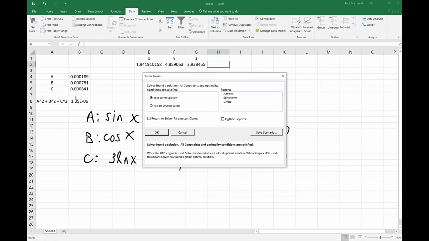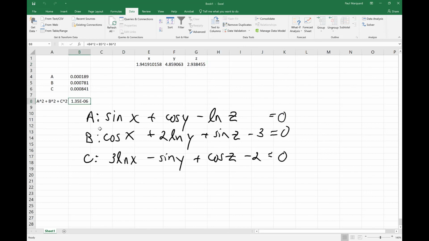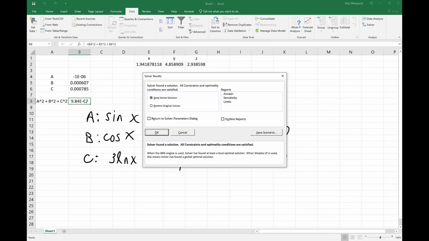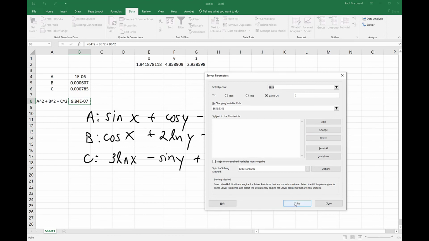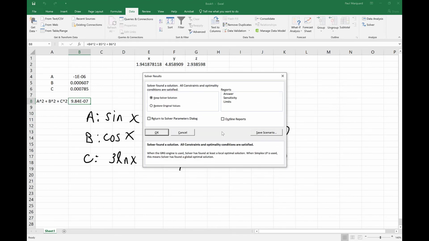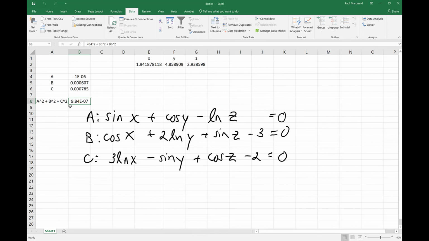And notice now, look at that, 1.35. Well, hit OK. 1.35 times 10 to the minus 6. That's pretty close to 0. I'll run it one more time just because I can. 10 to the minus 7 is getting a little better. Should we do it again just to see if we can get even better? I mean, that's pretty close to 0. All right, so that looks like that's as good as it's going to get, 9.84 times 10 to the minus 7. And that's good enough for me.